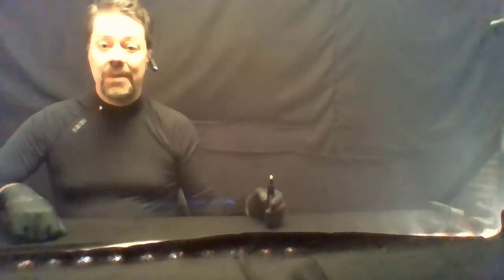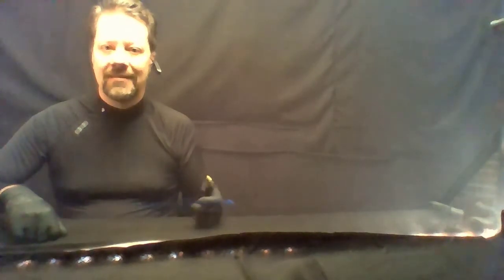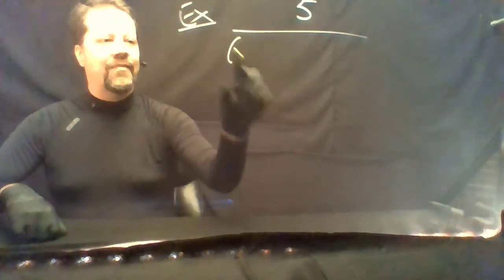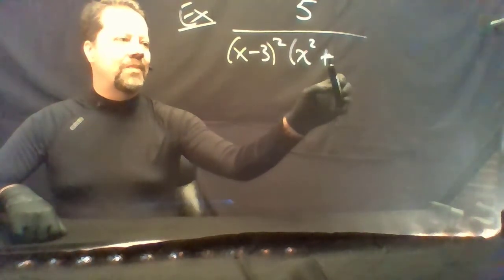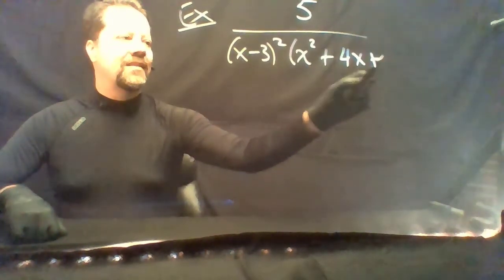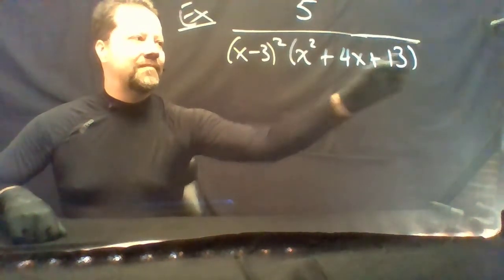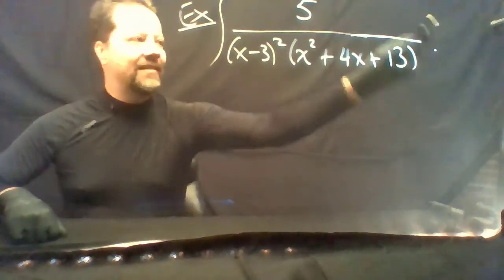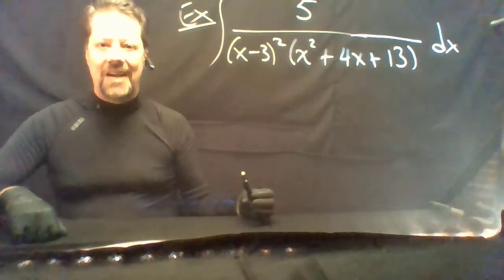The last problem was particularly simple because the denominator factored as linear factors to the power of 1. Let's try something a little different. Let's suppose that we have, say, 5 over x minus 3 squared times x squared plus 4x plus, let's say, 13. And we're integrating. How do we integrate this rational function?